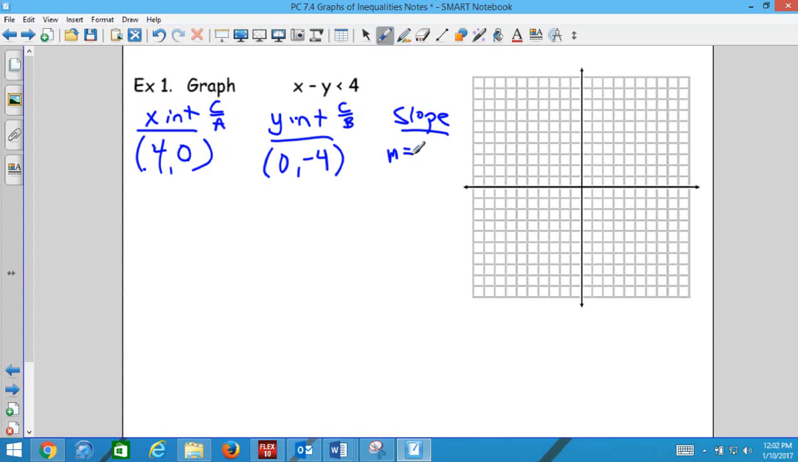The slope formula, if you want to do the slope, it's negative a over b. So what is the slope of this? What's a? So we do negative 1 over b is negative 1. So our slope would be positive 1.